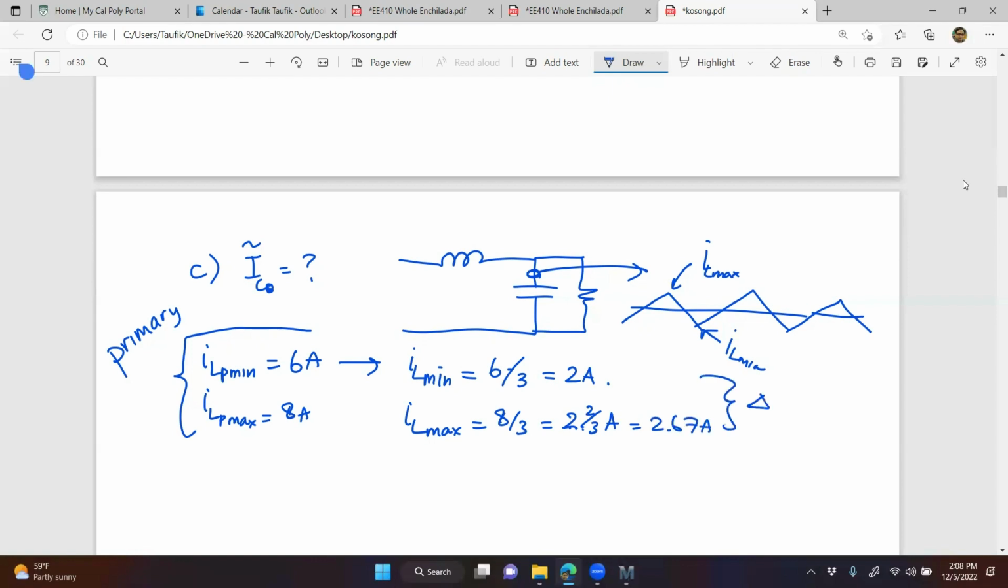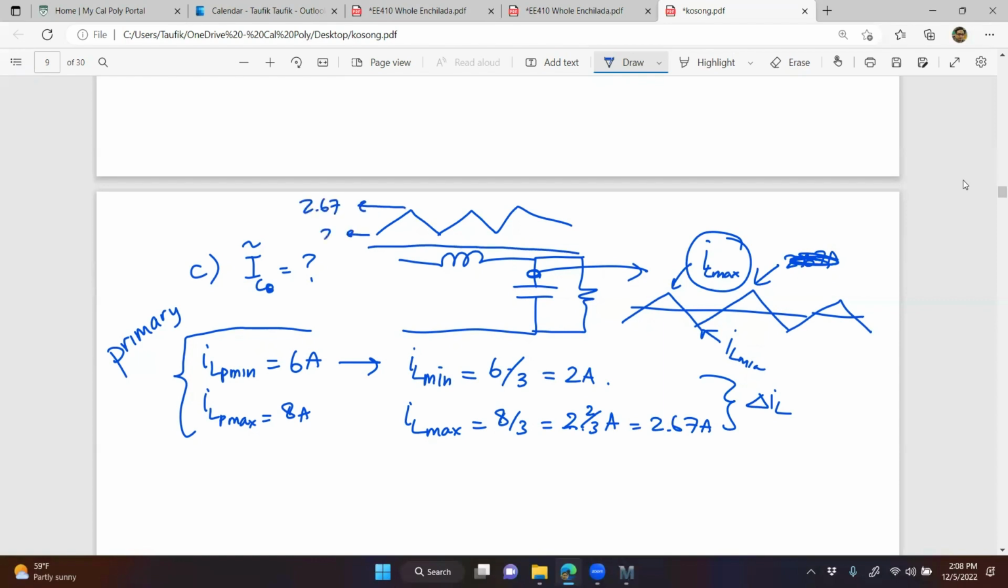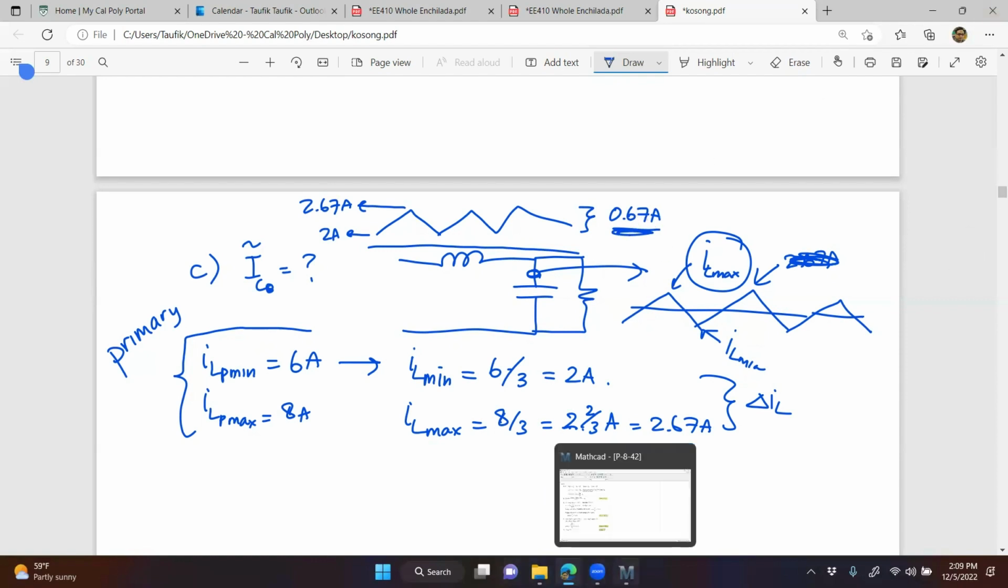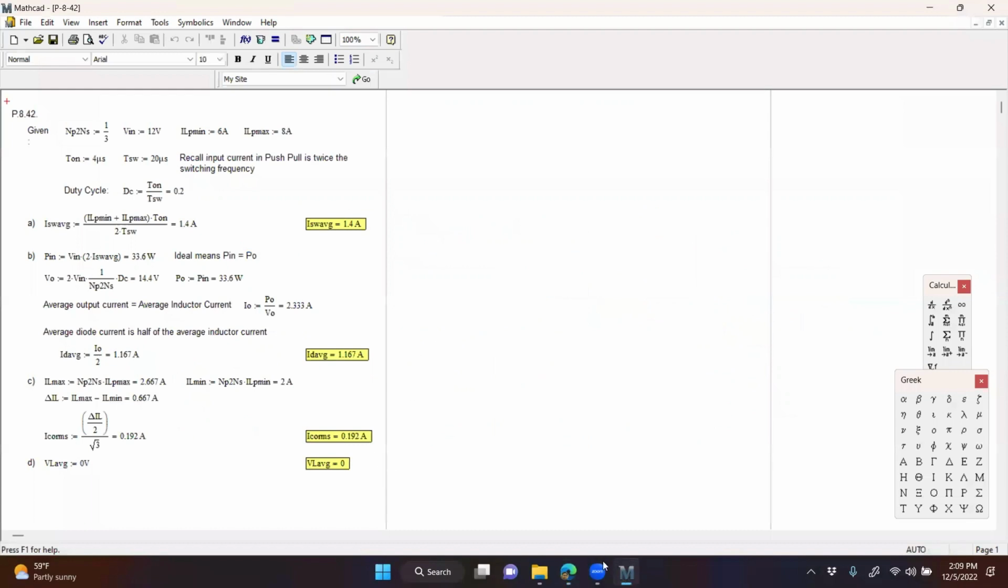So therefore, delta IL, over here on the inductor, the peak right here is 2.67. The low right here is 2 amps. So therefore, peak to peak here is going to be 0.67. Is that what I have on the solution as well? Peak to peak is the same? Yes. Oh, okay, good. Great.